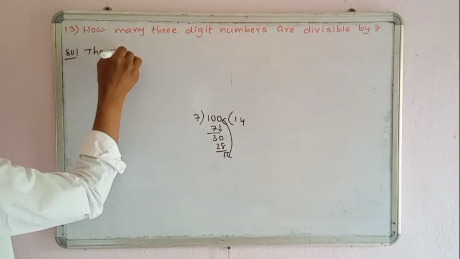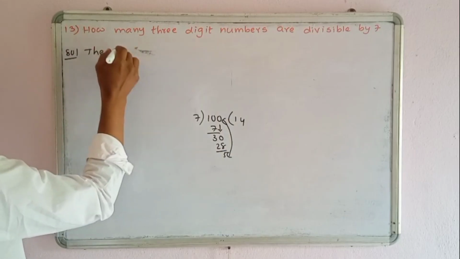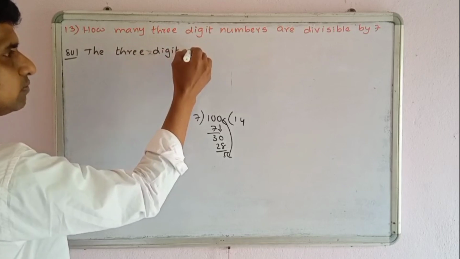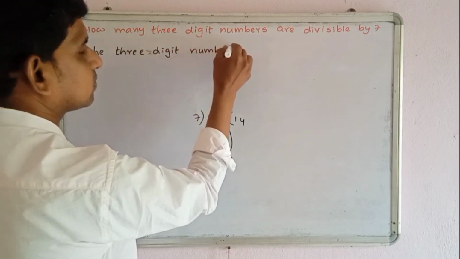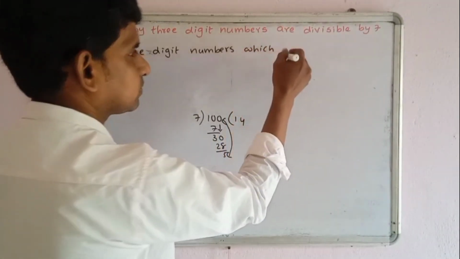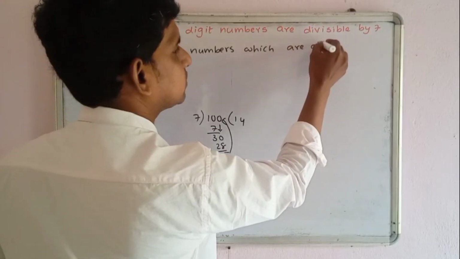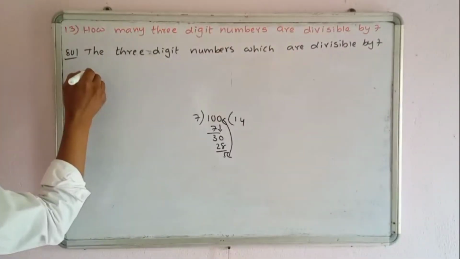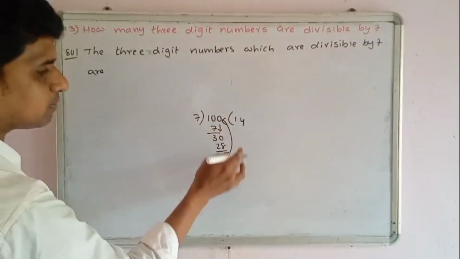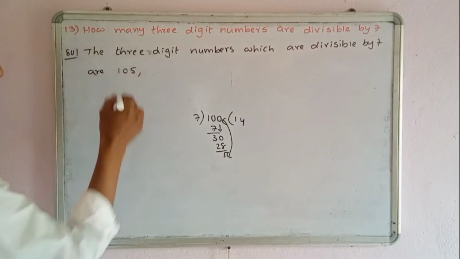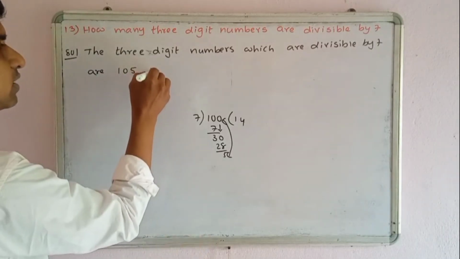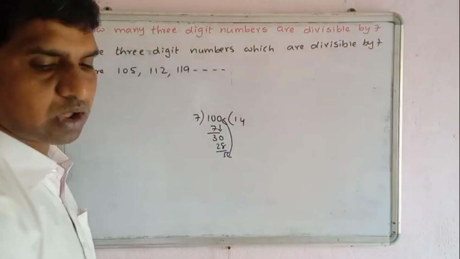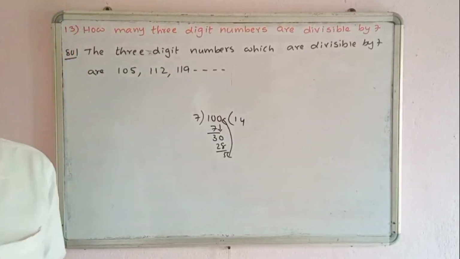The 3-digit numbers which are divisible by 7 are, first 3-digit number is 100 plus 5, 105. Next one is 105 plus 7, 112. Next is 119, and so on. We don't know the last 3-digit number.